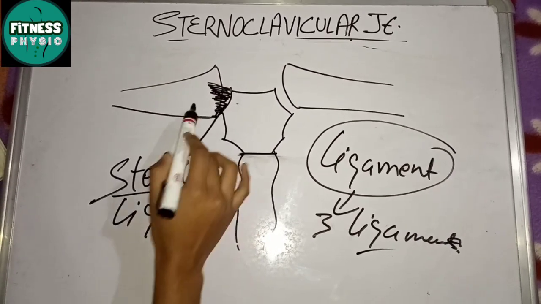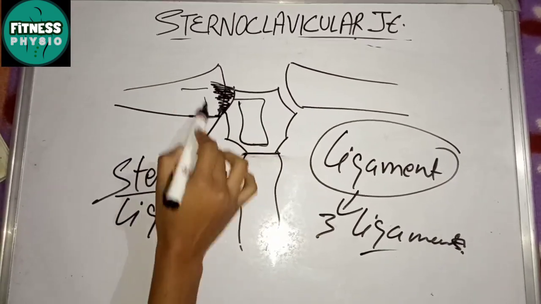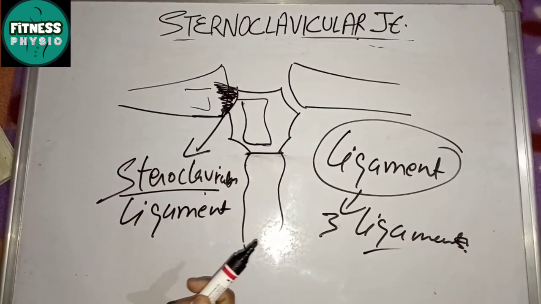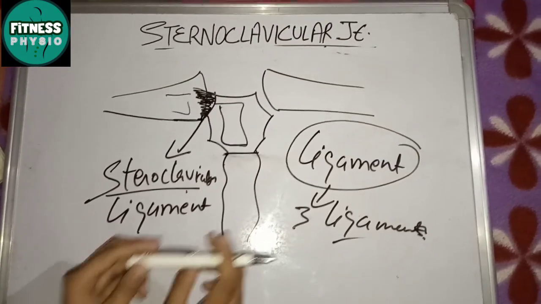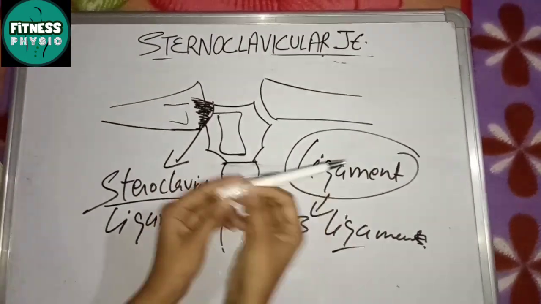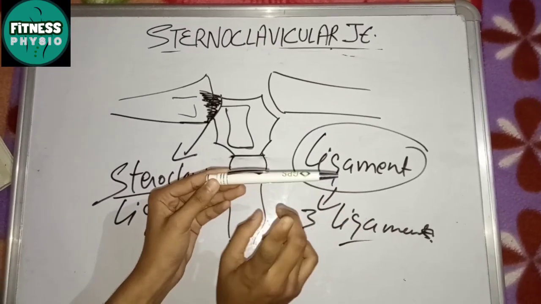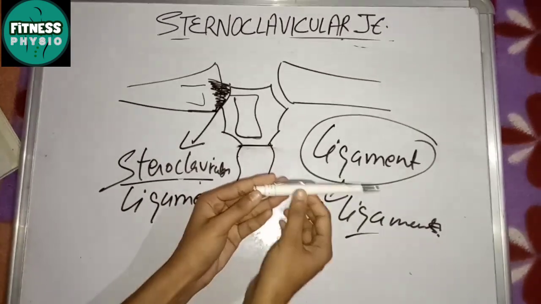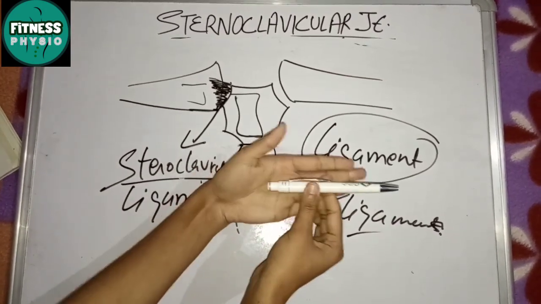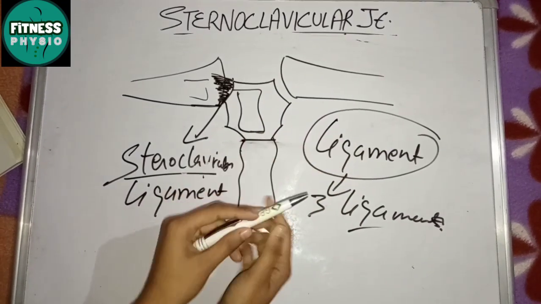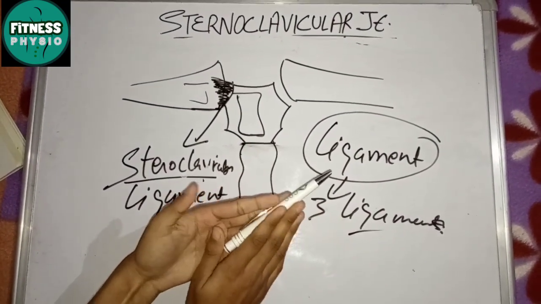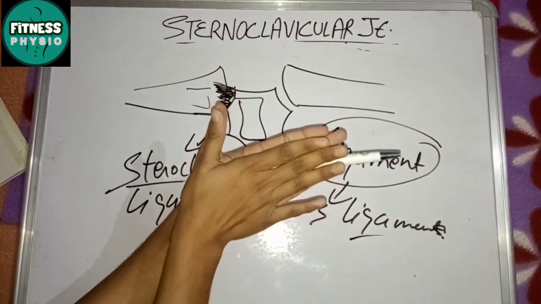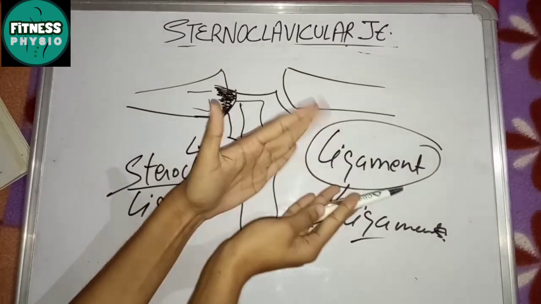The ligament which is connecting your sternum to your clavicle is your sternoclavicular ligament. Let's suppose this pen is your clavicle. The sternoclavicular ligament has two fibers, an anterior one and a posterior one. My hand is your sternoclavicular ligament, this is the anterior one and this is the posterior one.